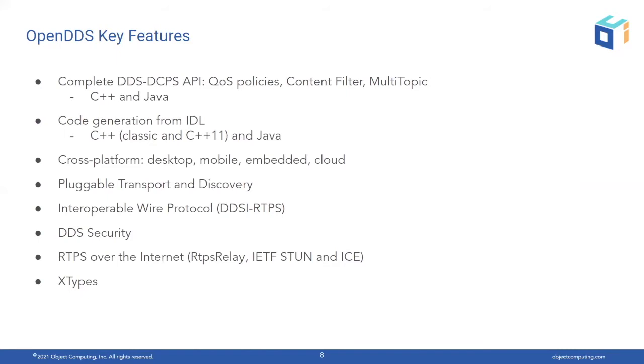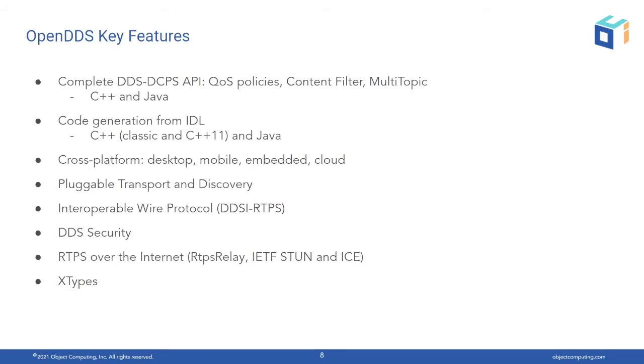So, features of OpenDDS as a software project: the complete DDS API, support for all the quality of service policies, content filtering, and multi-topic, and that support is provided to both C++ and Java applications. Of course, we generate code from the IDL, and we'll talk a lot more in this presentation about the details of that. OpenDDS supports that in C++ in two different modes, which we think of as classic C++ and the newer C++, as well as Java code generation.